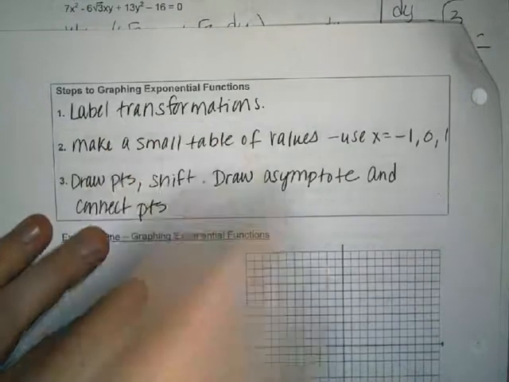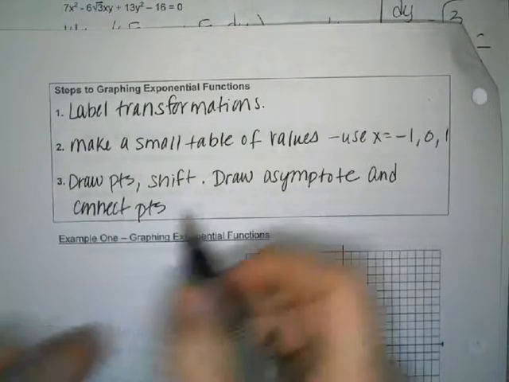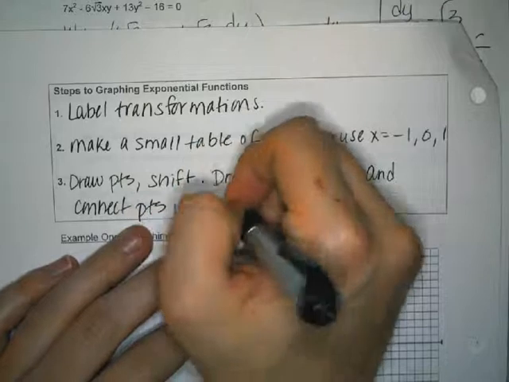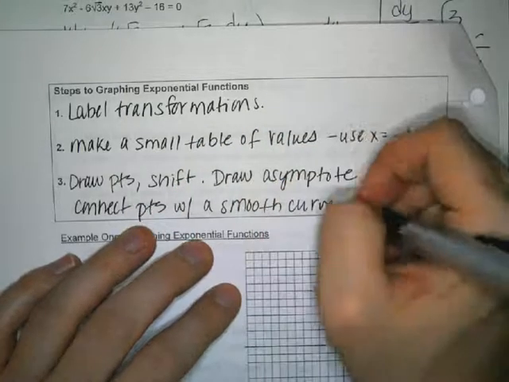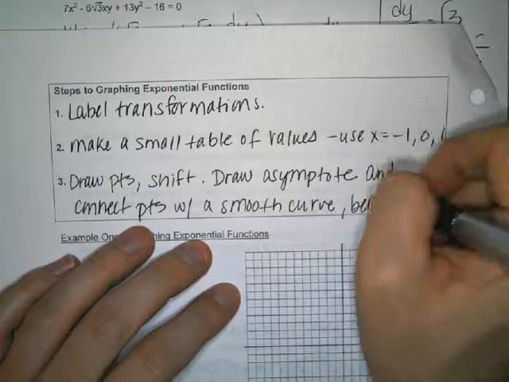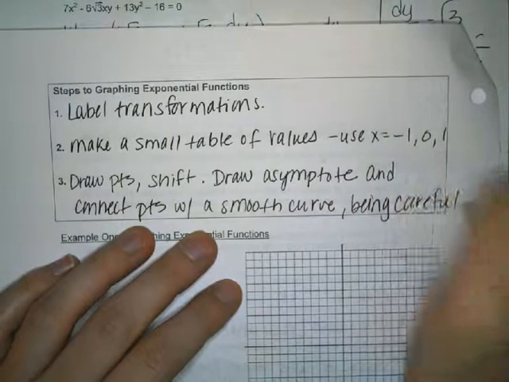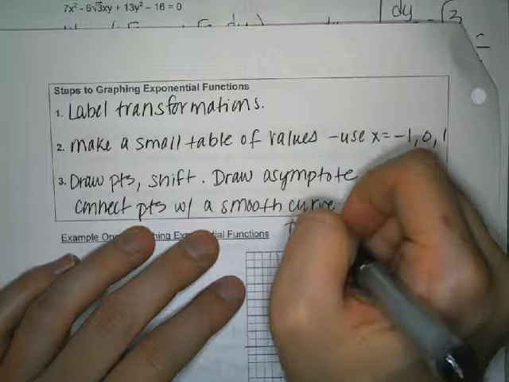After you draw the asymptote, then you're going to connect the points with a smooth curve, being careful to follow the asymptote.